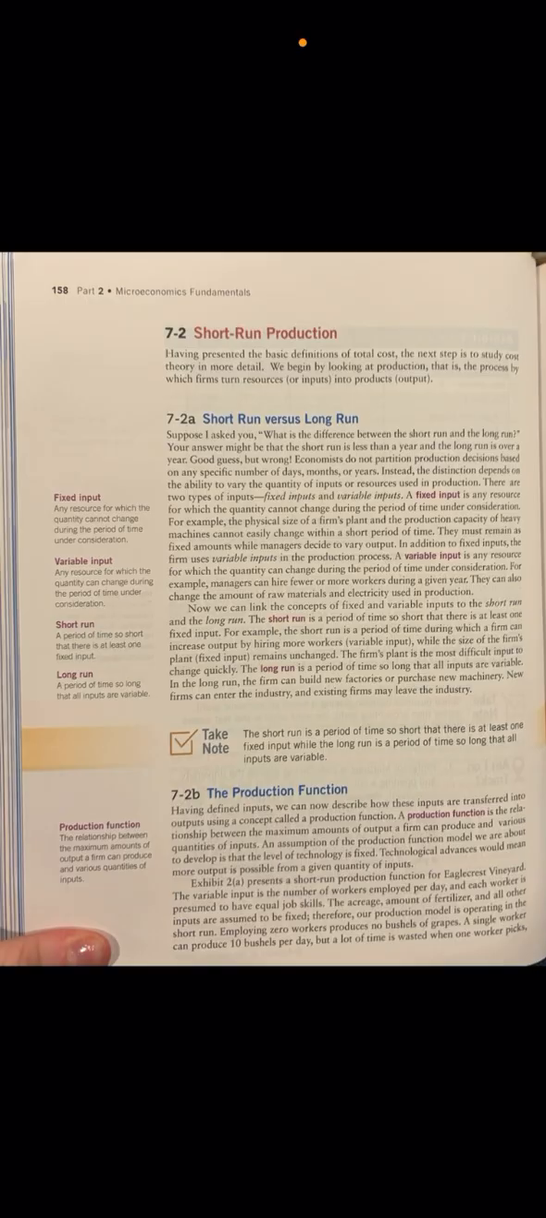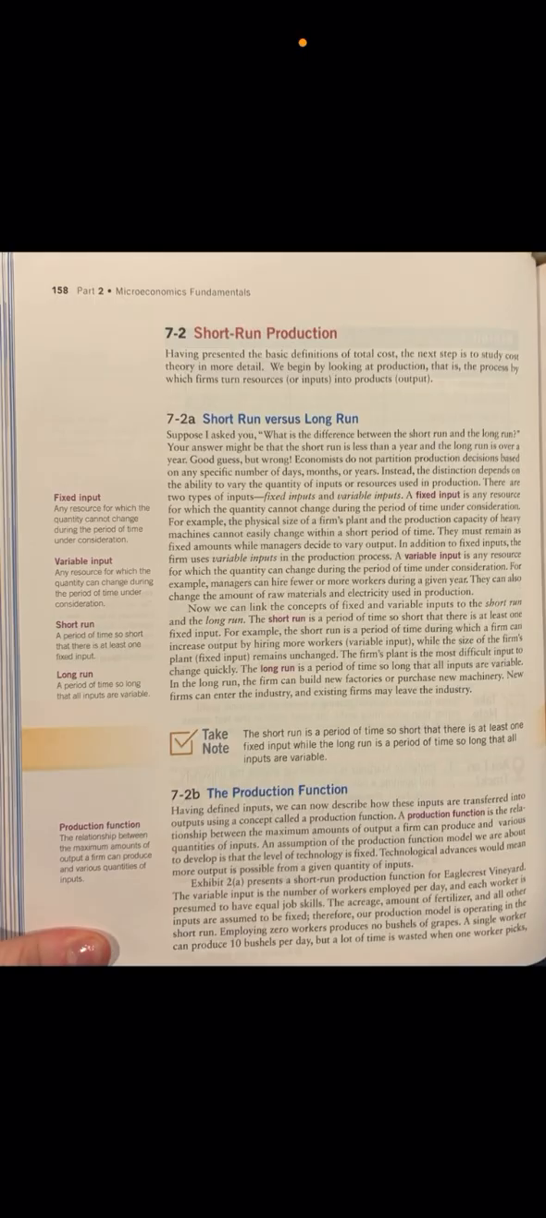Suppose I ask you, what is the difference between the short run and the long run? Your answer might be that the short run is less than a year and the long run is more than a year. Great guess, but wrong. Economists do not base production decisions on any specific number of days, months, or years. Instead, the distinction depends on the ability to vary the quantities of inputs or resources used in production.